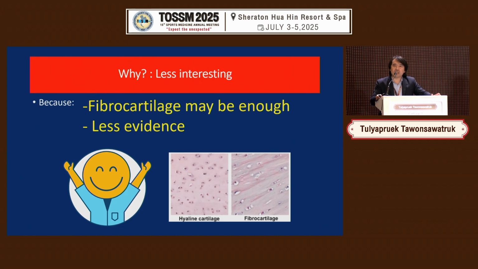The knee joint, the large joint, is something different. You need hyaline cartilage, but in the upper extremity, you are okay with fibrocartilage. And the evidence is quite limited, so it does not attract the market in this area, yes. But I will talk about the cases that I did.